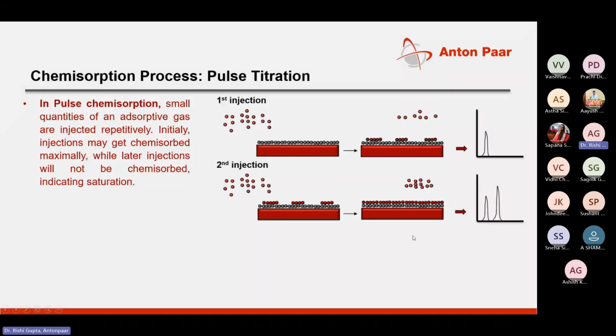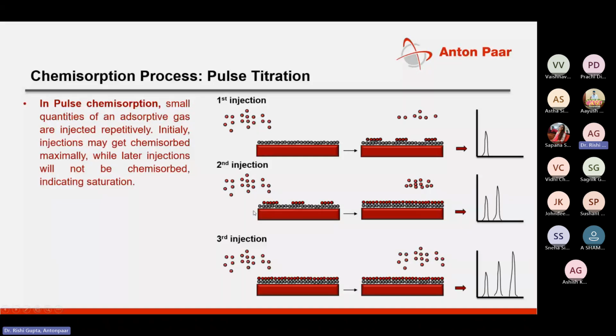Third injection, now all the sites are already filled. Whatever I injected went directly to the detector, even a bigger peak. The fourth, fifth, sixth subsequent injection would be the same way. When I started getting a similar type of peaks, it gives me the information that my sample is saturated now. It's not taking any more. And I back calculated how much in each injection the sample has absorbed the gas.